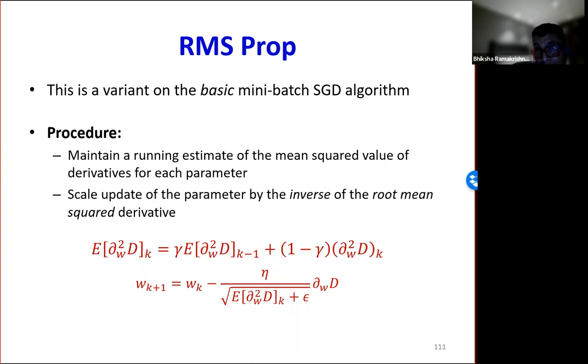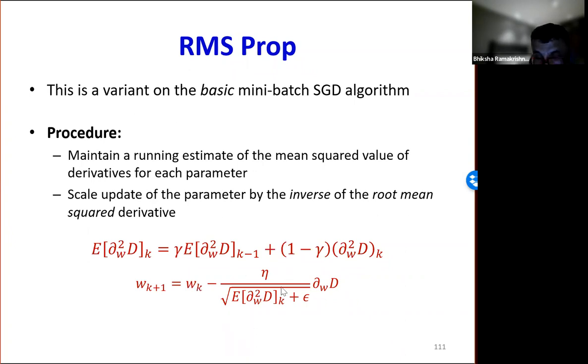That's the RMS value. The RMS value, the mean squared value, is the average of the squares of the derivative. But instead of computing an average, we will maintain a running average. This is no different from just computing an average, right? And so I'm going to maintain a running average of the square of the derivative. And then the learning rate is going to be scaled down by the root mean squared derivative, which is the square root of the running average of the square of the derivative.